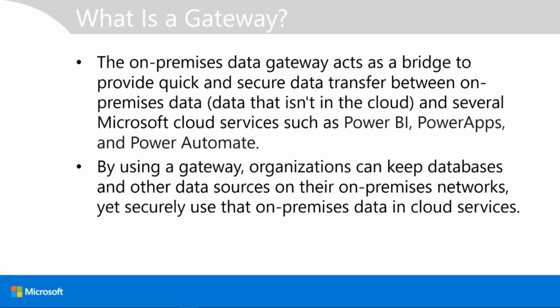In this sublesson, we're going to identify when a gateway is required. So first off, what is a gateway? The on-premise data gateway acts as a bridge to provide quick and secure data transfer between on-premise data, i.e. data that isn't in the cloud, and several Microsoft cloud services such as Power BI, Power Apps, and Power Automate. By using a gateway, organizations can keep databases and other data sources on their premise networks, yet securely use that on-premise data in cloud services.